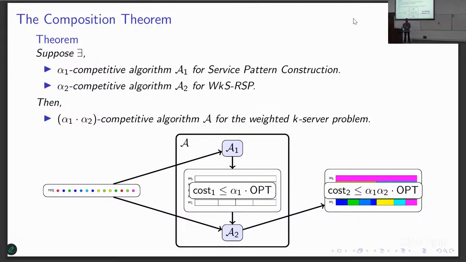So that's our first result. You can decompose the problem into these two relaxations and compose them back to get an alpha 1 times alpha 2 competitive algorithm.